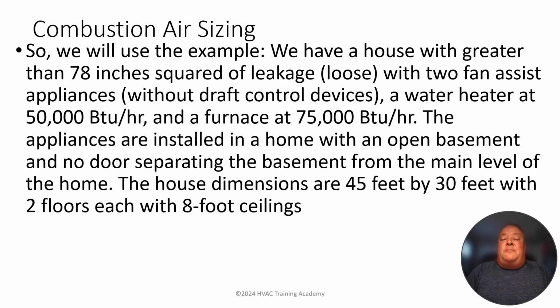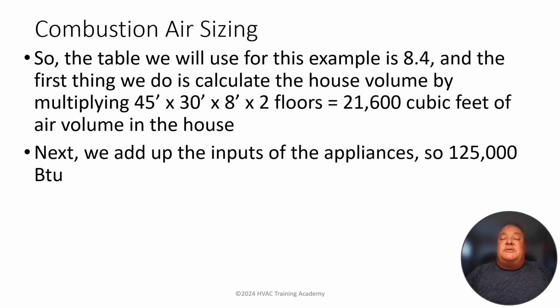So we're going to use the example of a house with greater than 78 square inches of leakage, 2 fan assist appliances, a water heater at 50,000 and a furnace at 75,000. Again, the appliances are installed in an open basement with no door separating the levels. You do the math. Again, we're back to 21,600 cubic feet of air.